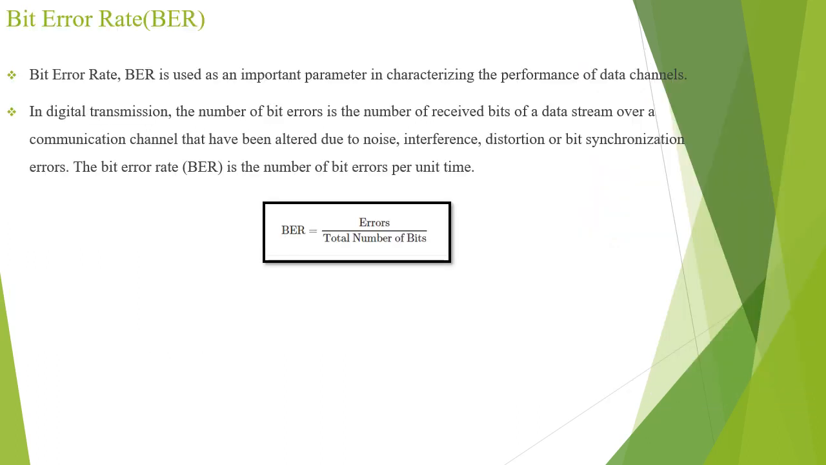Now, bit error rate. It is a quality measure of a digital signal. In telecommunication transmission, the bit error rate is the percentage of bits that have errors relative to the total number of bits received in a transmission. Basically, the bits have been altered due to noise, interference, distortion, or bit synchronization errors.